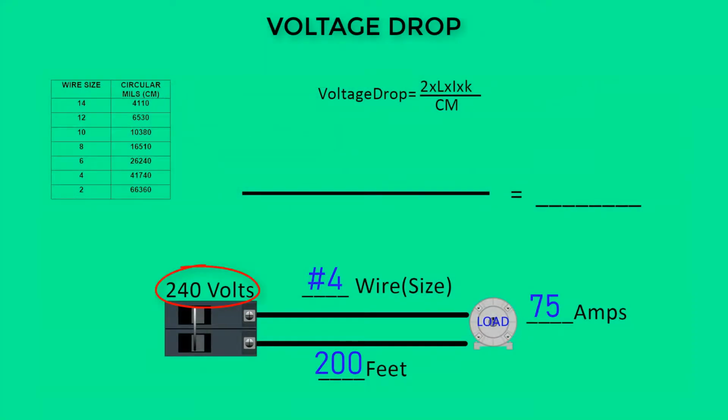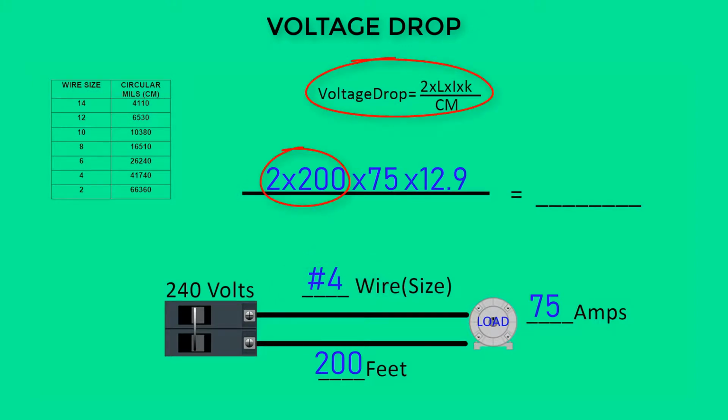Let's examine a 240 volt circuit. In this circuit, the load is located 200 feet from the source voltage. The load is 75 amps. Number 4 conductors are used to supply the load. Using the formula, the distance is multiplied by 2. This is multiplied by the current of the load.